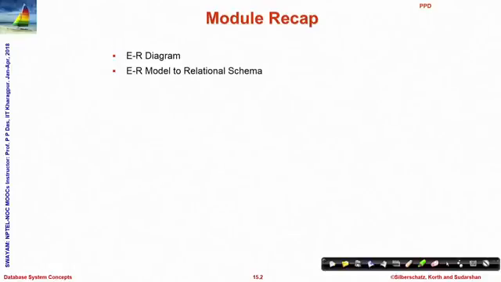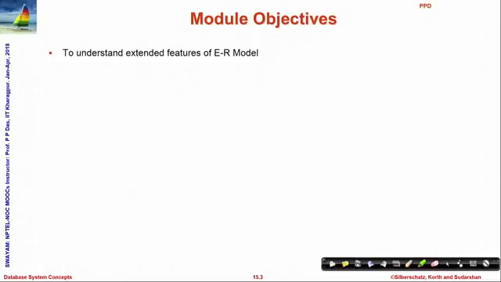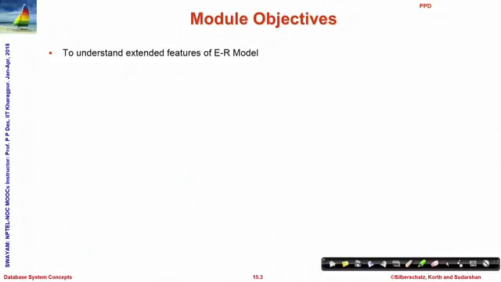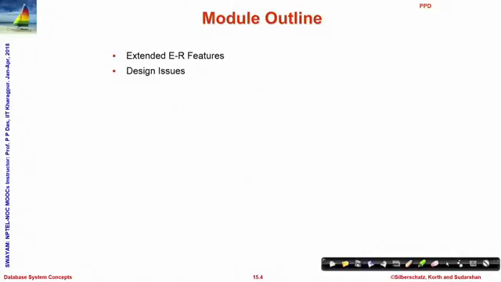In the last module we discussed the ER diagram, and we also saw how an ER model can be converted to a relational schema. In this module, we will go through a few extended features of the ER model, show how some of the more complicated situations can be modeled in it, and along with that discuss a variety of design issues that follow. So, this is the outline.